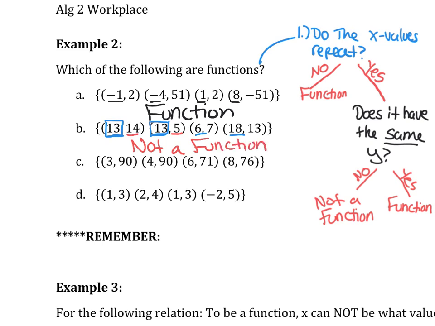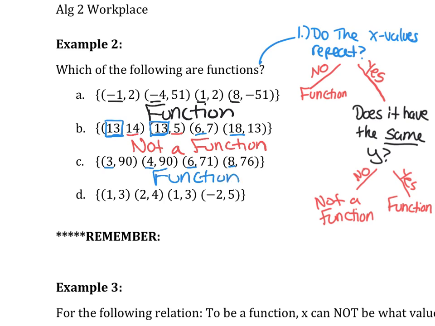Okay, can you guys do C and D, determine if it is a function or not? All right, letter C, is it a function or not? It is, yes. We have our 4 different x values. None of the x values repeat, which makes this a function.